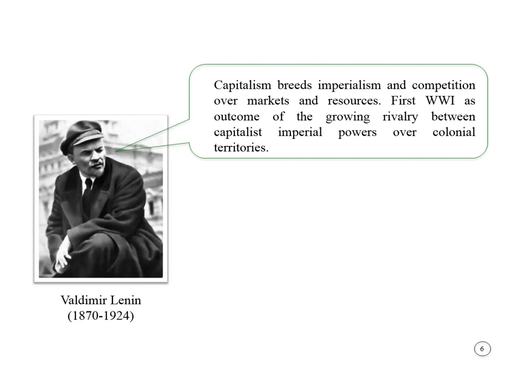Lenin tried to answer this question, why Marx was wrong. Why? What was the factor he missed? And Marx missed the international aspect, that you can go out and sell your goods to the other countries, and the capitalism can still survive. So that was his theory. Capitalism breeds imperialism and competition over markets and resources. And basically he thinks that First World War was the outcome of growing rivalry between capitalist empires over colonial territories.